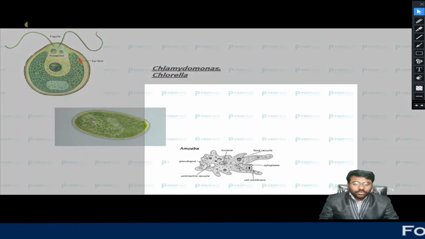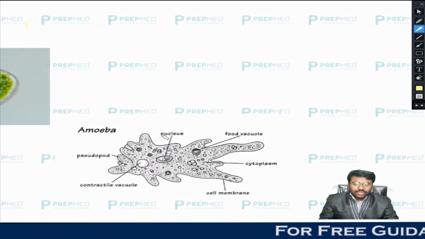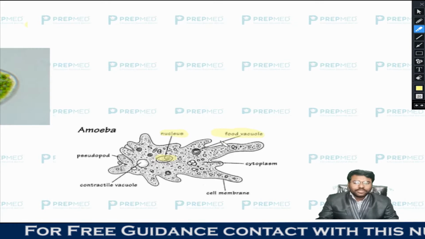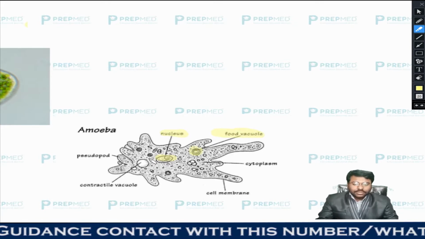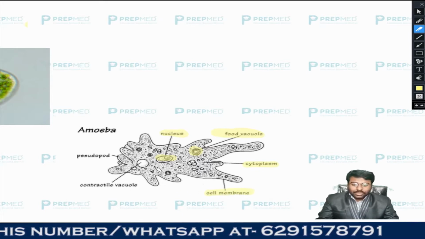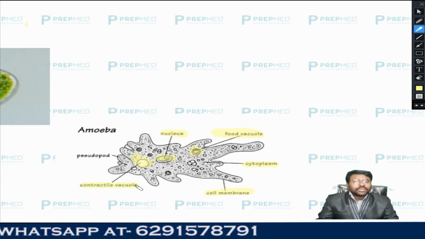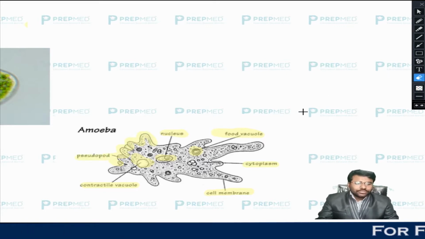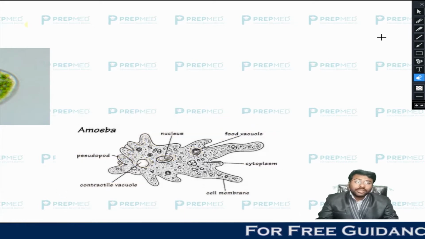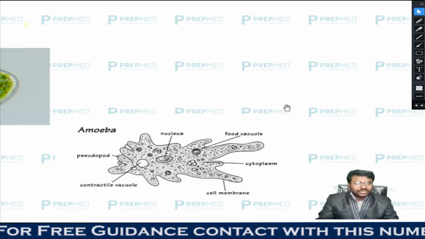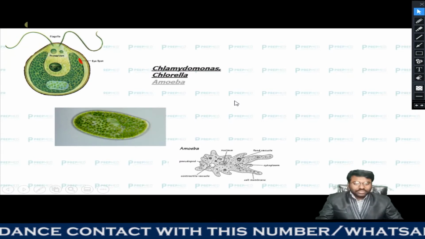Why is amoeba very important? Because there are several structures, like the nucleus. This is the nucleus. There is the food vacuole. This is the food vacuole. The whole part is the cytoplasm, and there is a cell membrane present. This part is the contractile vacuole, and these engulfing branches are called pseudopodia. So these are the important structures of the amoeba, and this amoeba is your most important image in the case of NEET 2021. So this is the amoeba.